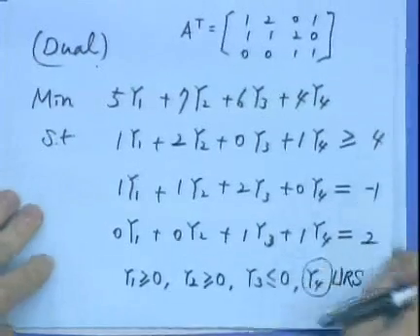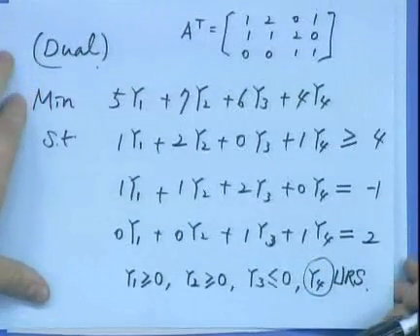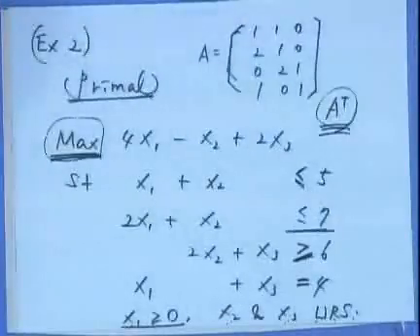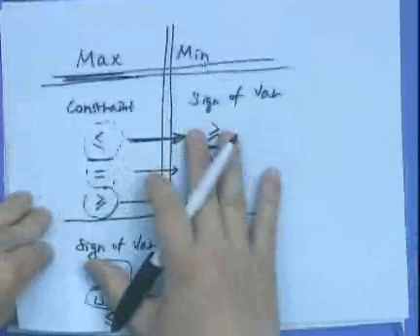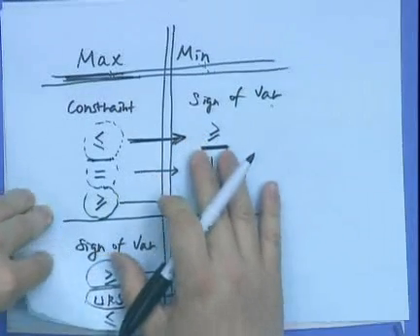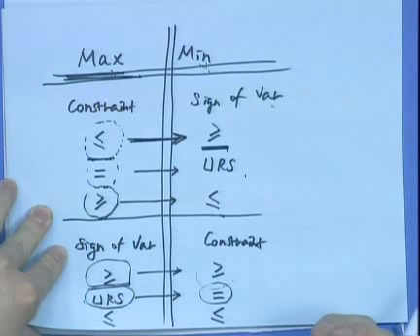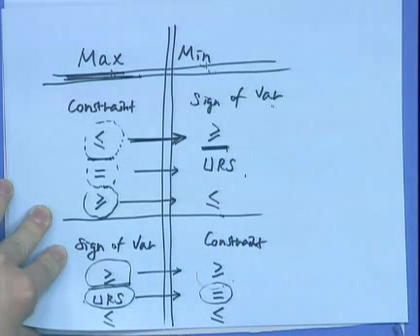So this is the dual problem. Okay? Isn't that easy? Now you know how to use this table to convert from a maximization problem to a minimization problem, or vice versa. Okay?